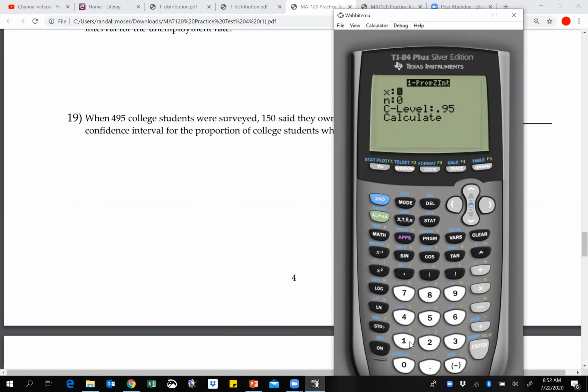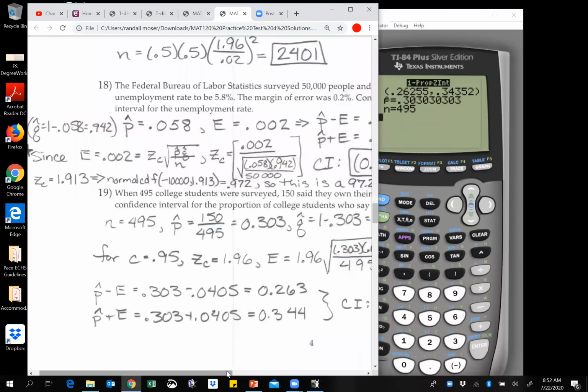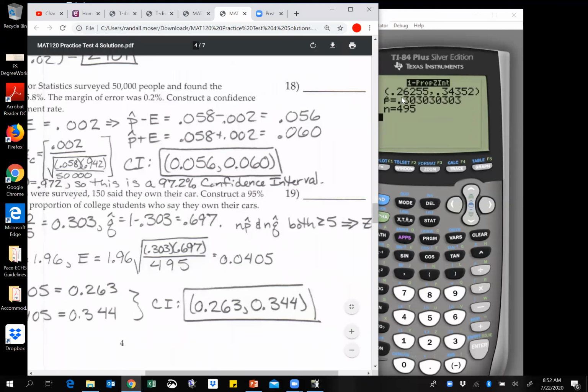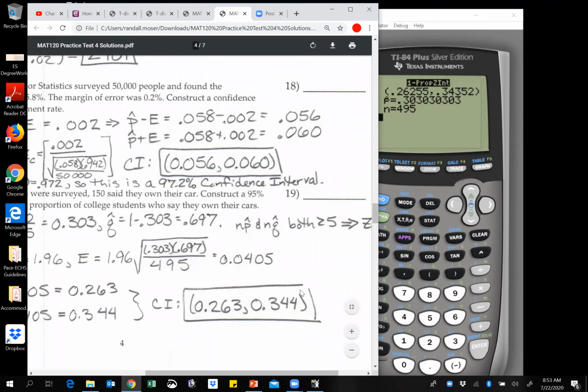X was the number that said yes. That's 150. Our sample size is 495. And they did say to use a 95% confidence level. So we go ahead and compute it, and what we get is going to be about 0.262 to 0.344. So the confidence interval is pretty straightforward. You can use that one prop Z interval for them.